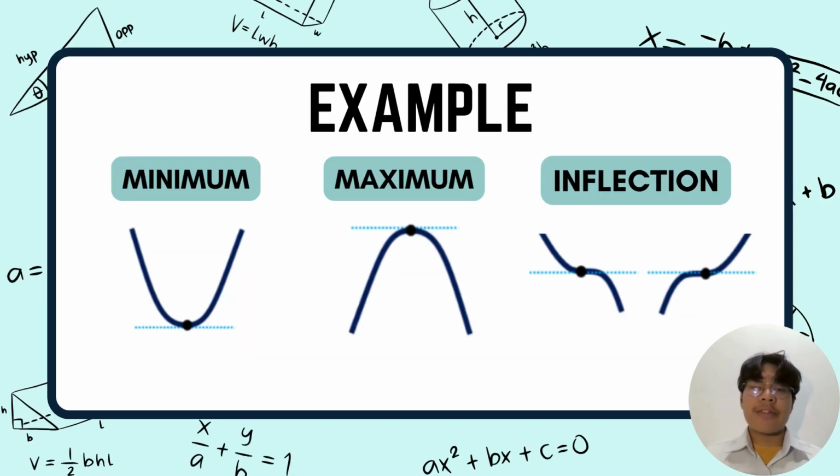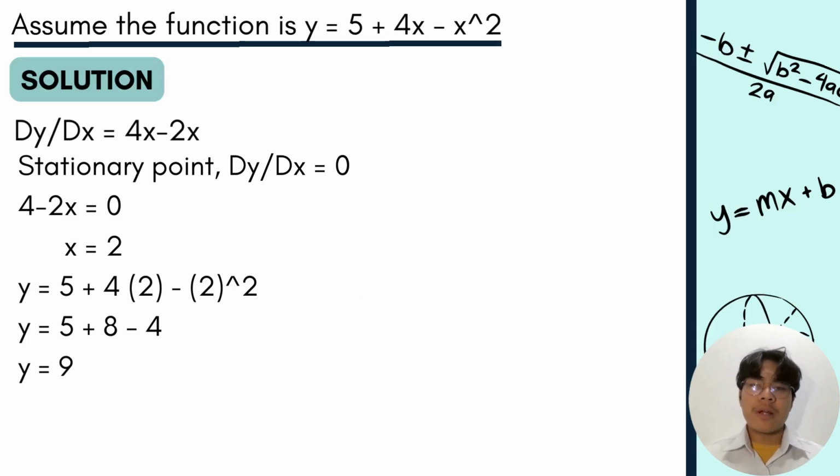Okay, so these are the examples of stationary points, which are minimum point, maximum point, and inflection. Now, let's assume the function is y equals 5 plus 4x minus x to the power of 2. In order to find the stationary points of the function, we first need to find its derivative and then solve for the points when the derivative equals 0.